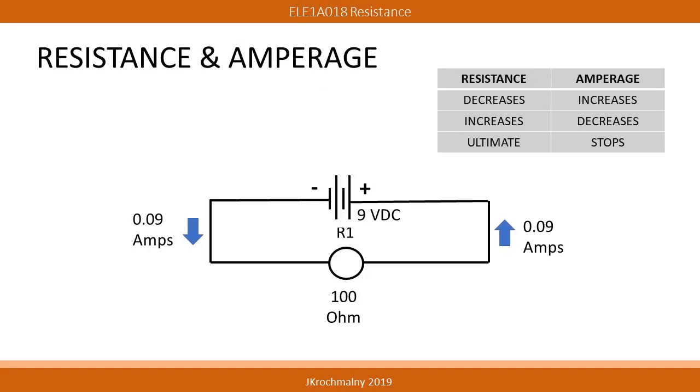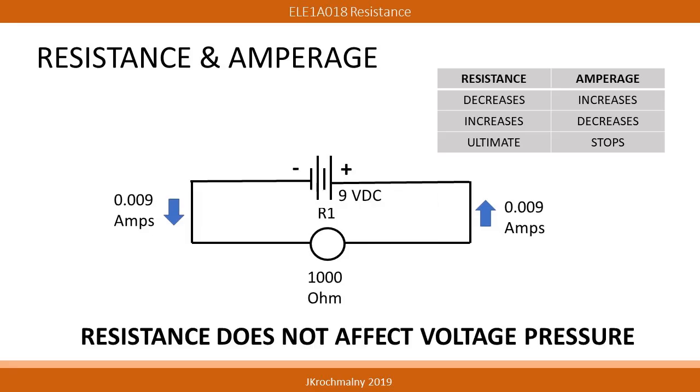In this graphic, we see an electrical circuit with 9 volts DC power applied against a load called R1, rated at 100 ohms of resistance. Under this circumstance, we see the amperage of 0.09 amps existing in the circuit. Notice that this same amperage is found anywhere in this circuit, before or after the load, exiting or entering the battery.